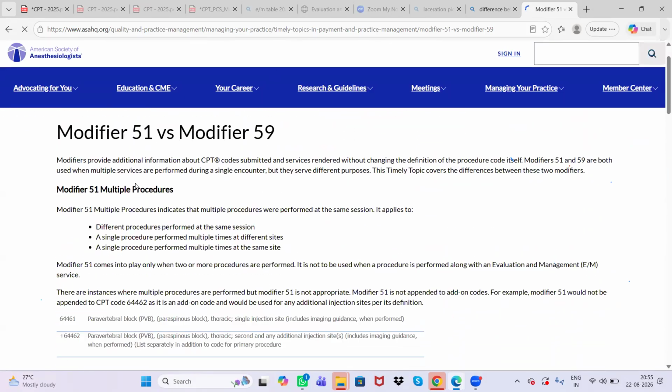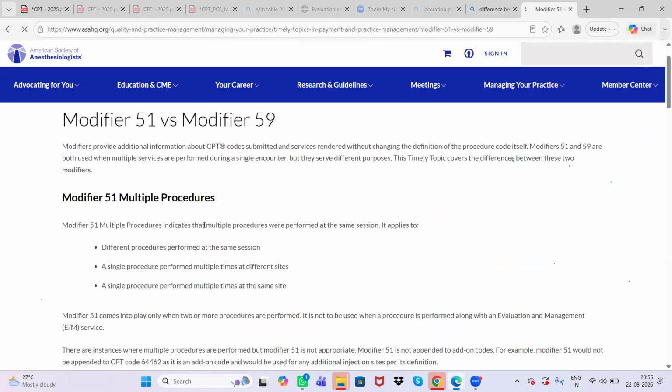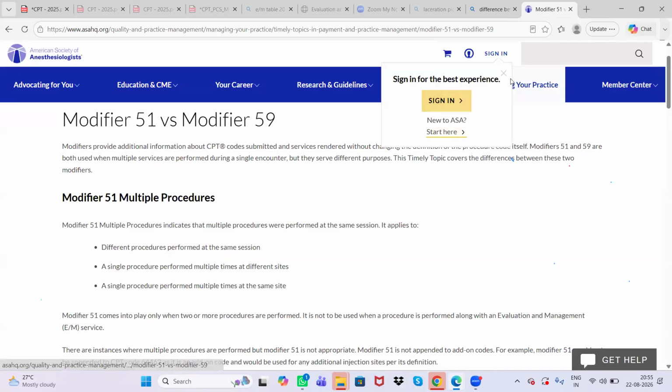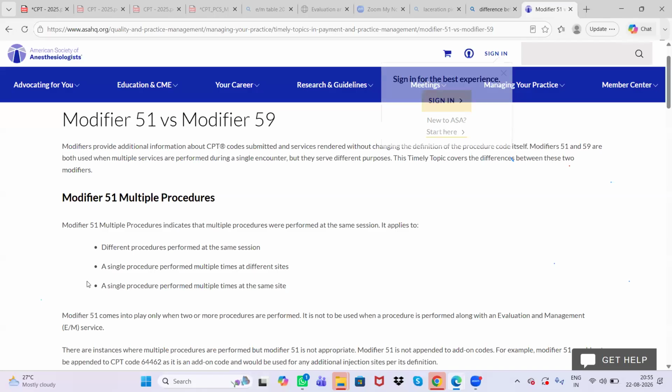So 51 is for multiple procedures, different procedures performed at the same session. That time we can code the 51 modifier. A single procedure performed multiple times at different sites, we can append the 51 modifier. A single procedure performed multiple times at the same site. Whether it is a different site or the same site, yes, we can append the 51 modifier.